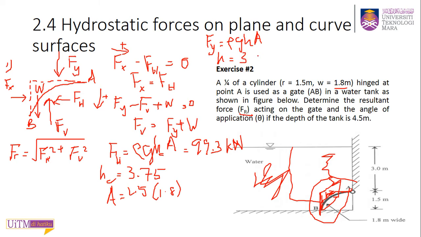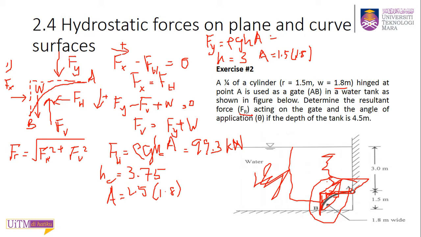How about A? What's the value for A? Area for that plane? 1.8 times 1.5. It's the same, it's rectangular on top. So 1.8 and 1.5, a similar area. Okay, so that gives you FY.